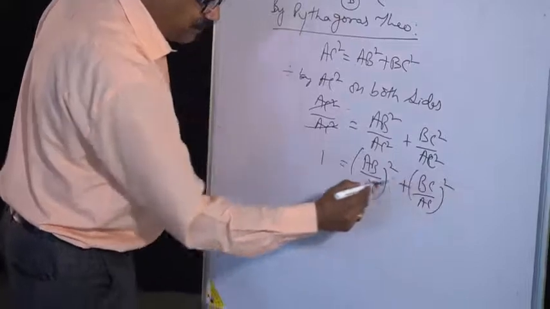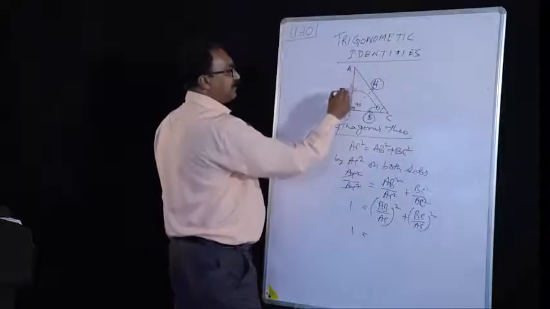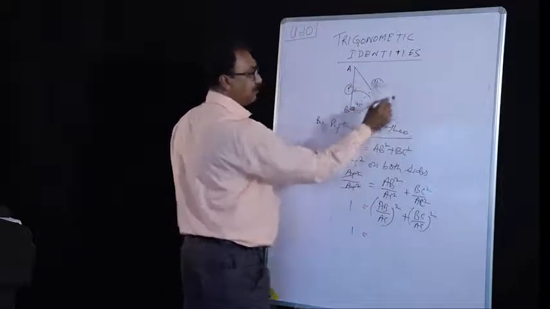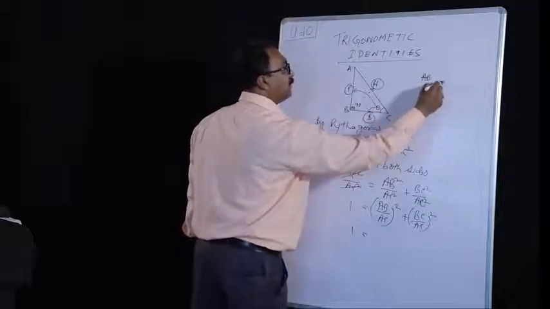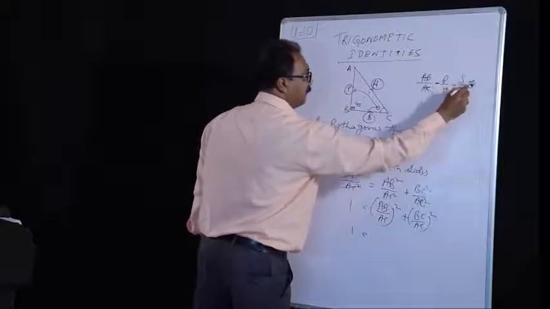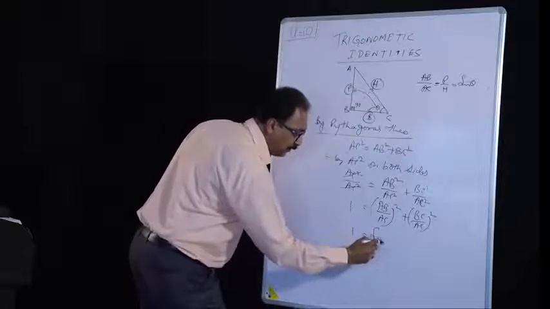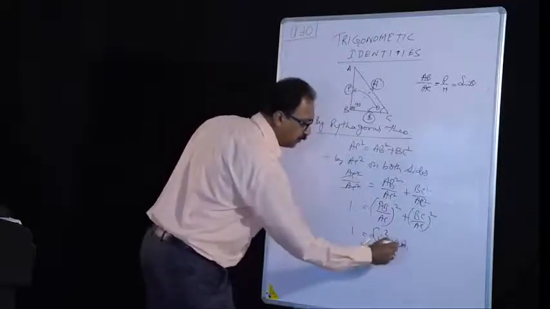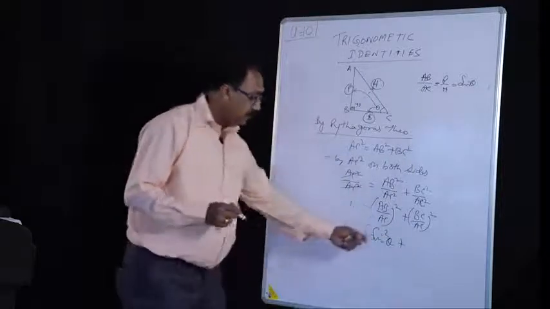Now you refer this line to the figure. What is AB? AB is actually perpendicular and AC is how much? Hypotenuse. So AB by AC is perpendicular by hypotenuse, nothing but sine theta. Clear? So now sine theta whole square, you get sine square theta, because for a trigonometric function whole square, you write the square between the function name sine and theta.